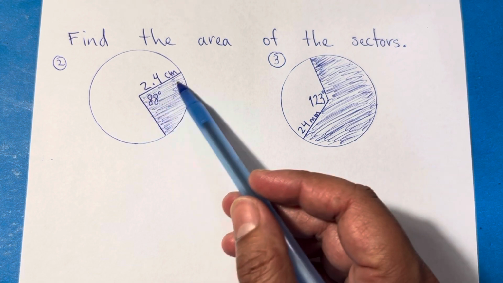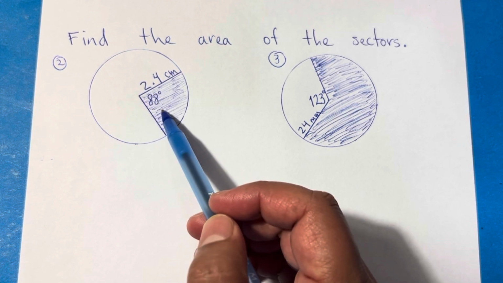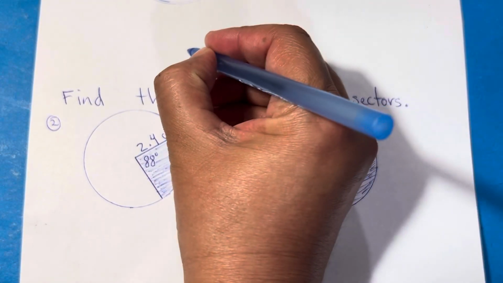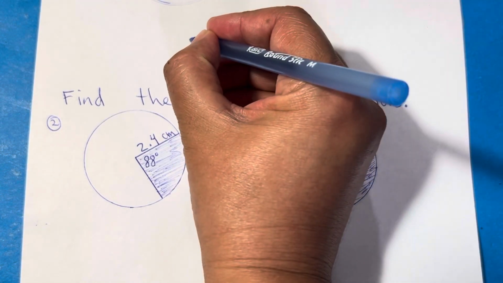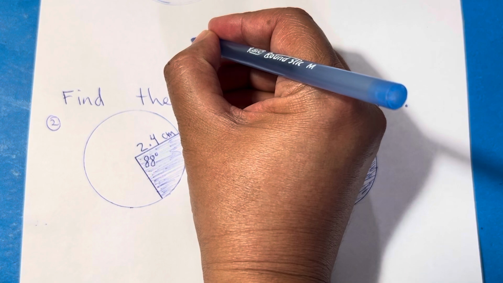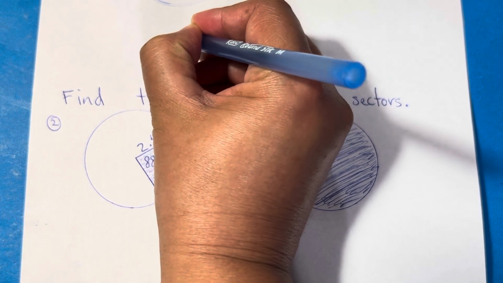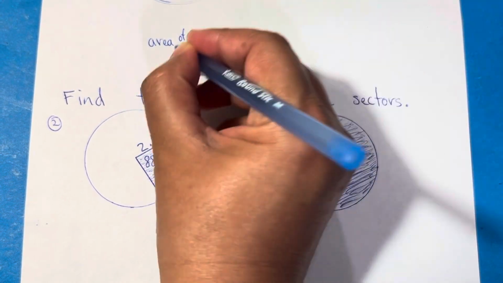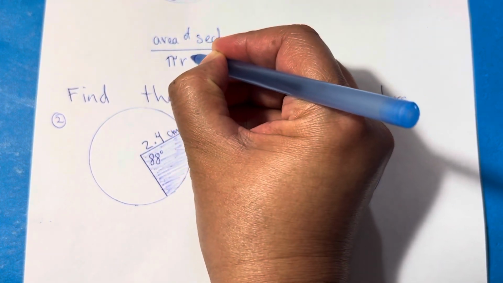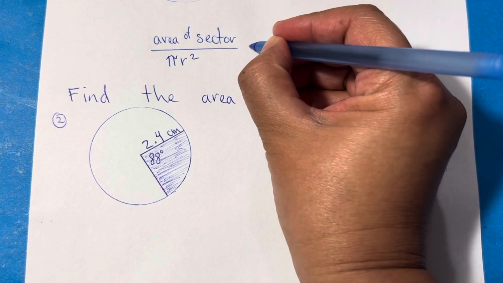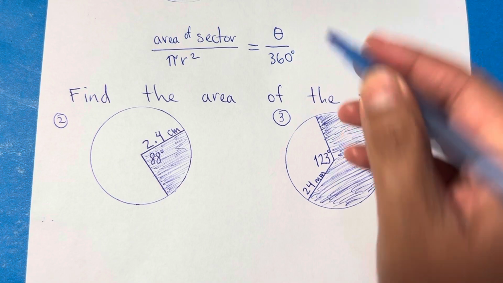In here, the sector is shaded, and we have the radius and we have the degrees. We're going to need a formula. The formula is similar to what we learned in the first lesson in this unit, which is instead of arc length, it's going to be sector area, or area of the sector, over the entire area, which is represented by pi r squared, equals theta over 360 degrees.